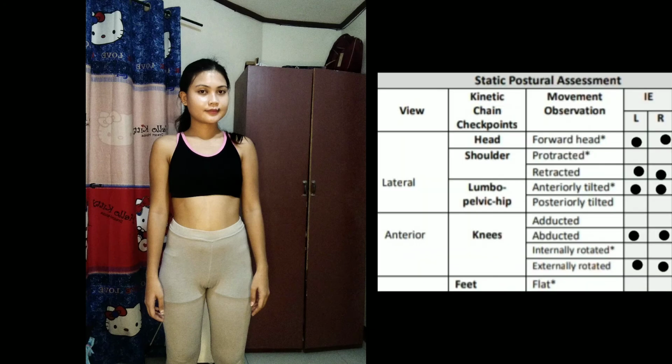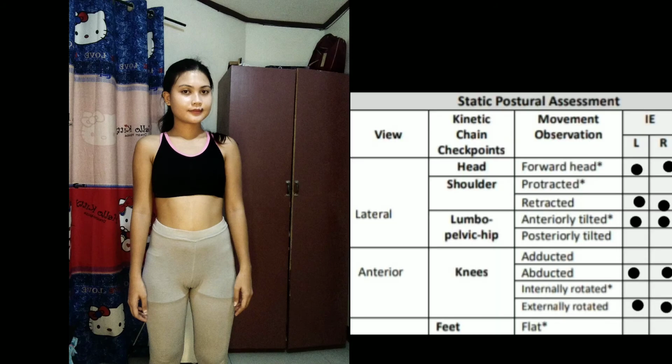Based on observation, the client's head is bent forward, so I'm going to put a check mark on the right box. Next, we'll have shoulder. Shoulder expected movement observation: protracted or retracted. What do you mean by protracted? Protracted means the client has a round shoulder. Retracted is the opposite. So the client's case is retracted.